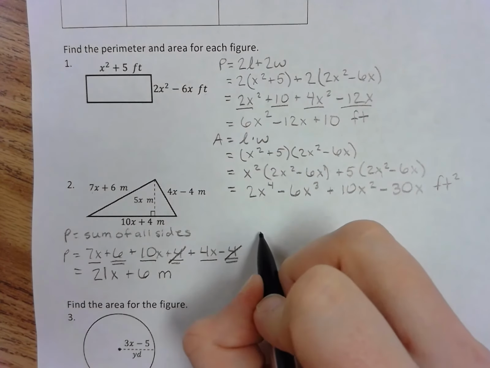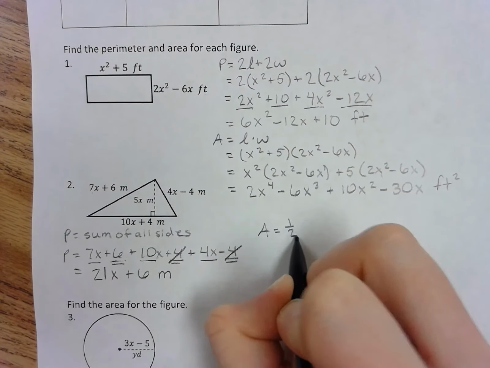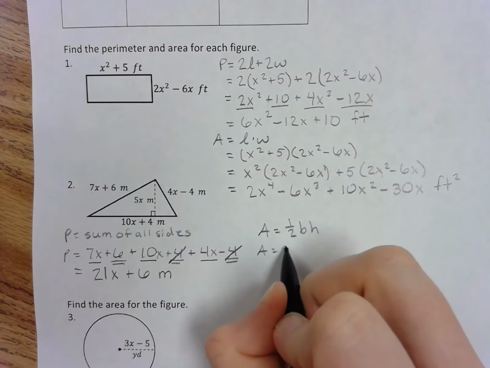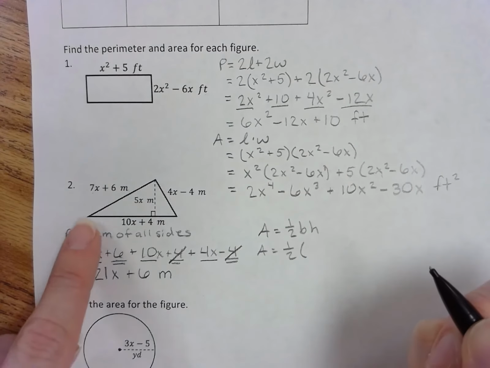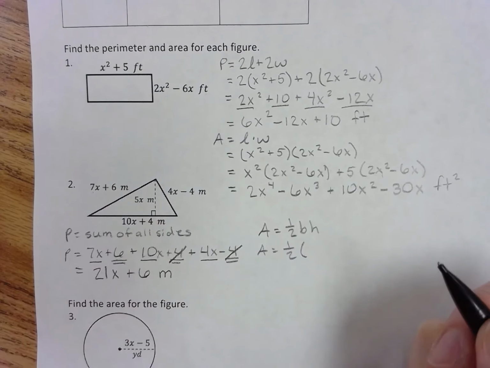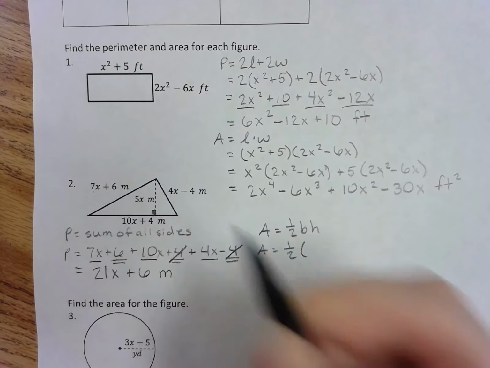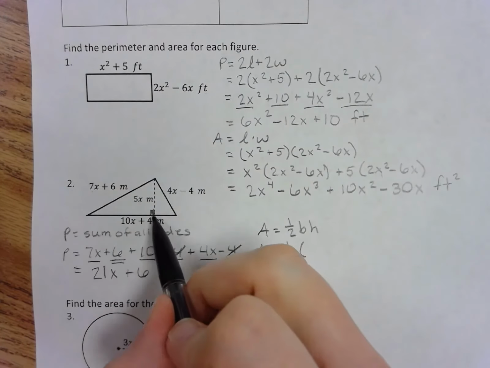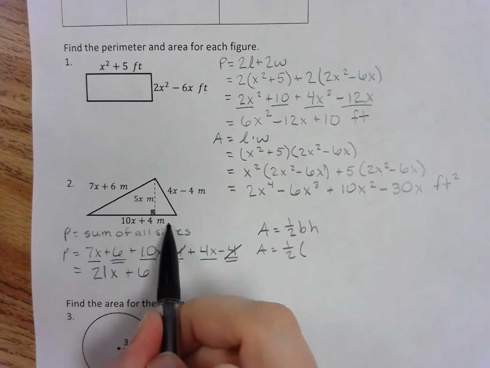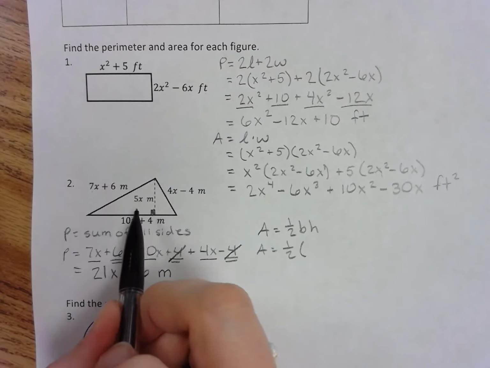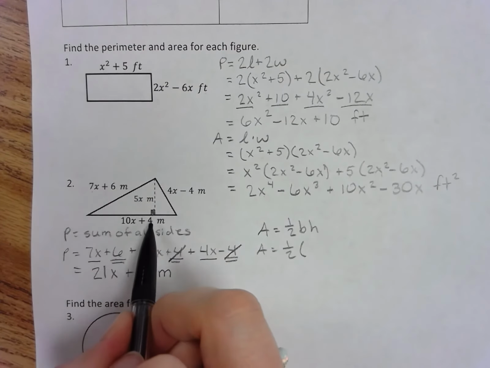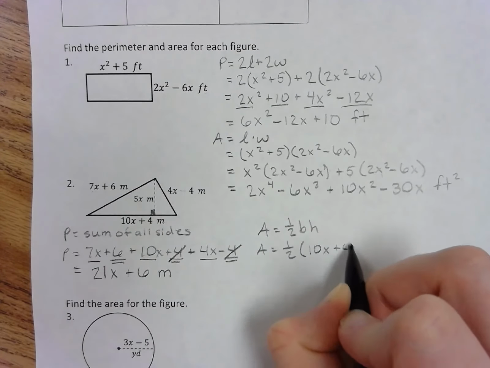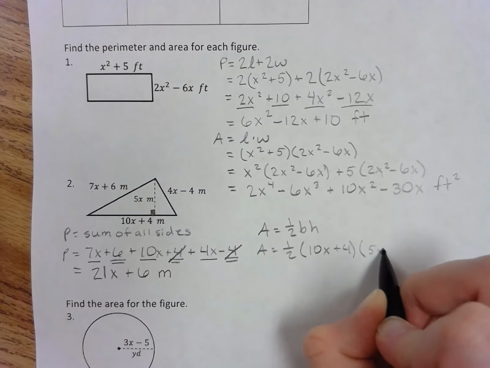So let's calculate the area. So area equals 1/2 base times height. So in this case, the base of the triangle and the height of the triangle should always meet at this 90-degree angle. When you're identifying a base and height for a triangle, always look for that 90 degrees. So our base I'm going to call the bottom, this 10x plus 4, and the height I'm going to call how high it is, how tall it is, so the 5x. So we have 10x plus 4, we're going to multiply that with the 5x.